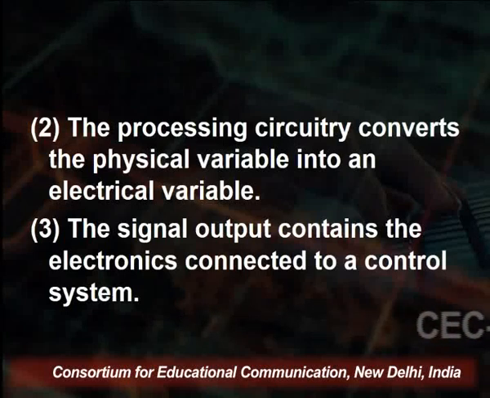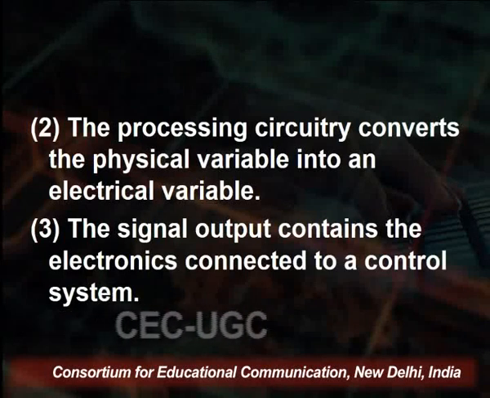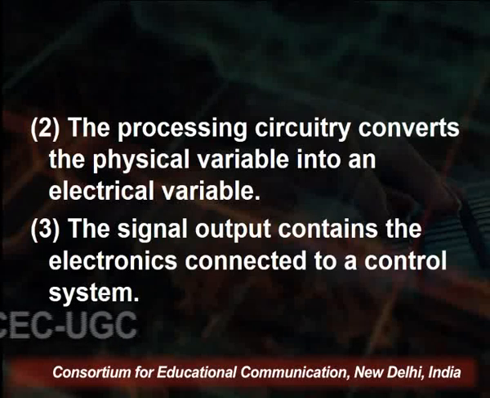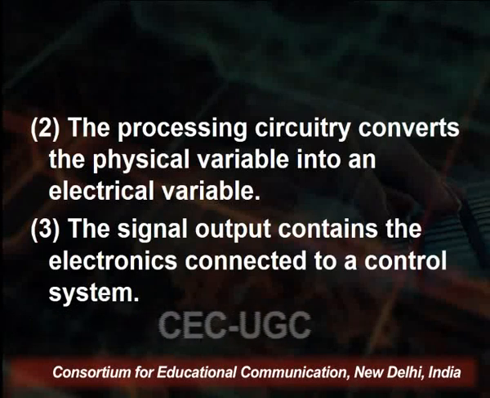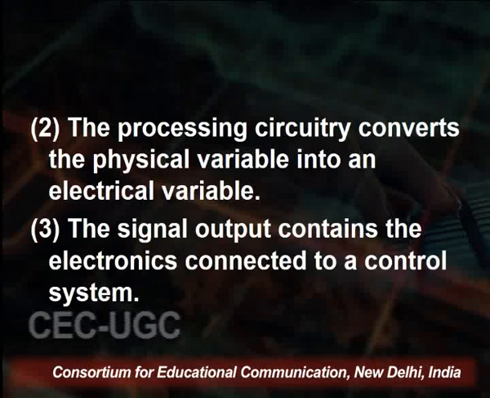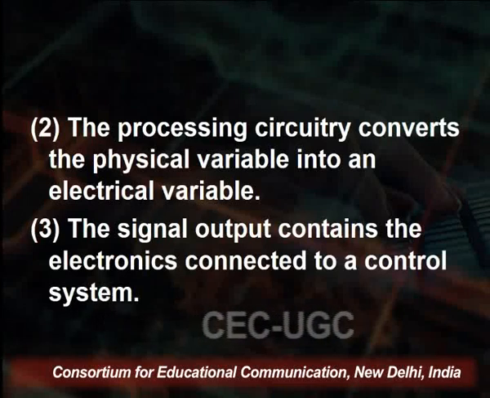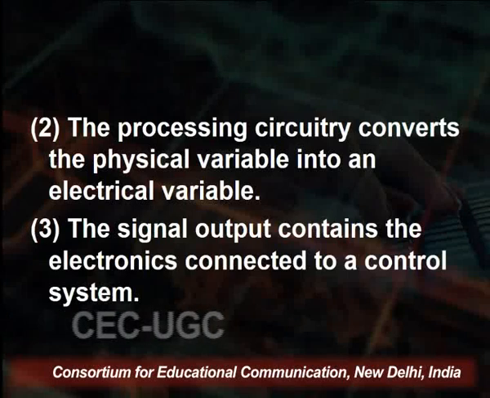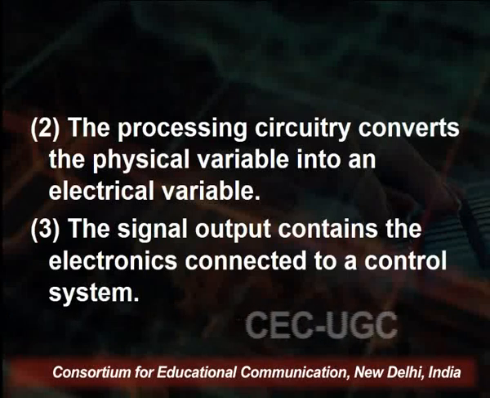The processing circuitry converts the physical variable into an electrical variable. This means we give the input in the form of physical parameters and we get the output in the form of electrical parameters. The signal output contains the electronics connected to the control system. We give the input in physical form, then we have a sensing system, then we get the output in the control system. So, these three components are used in the sensing system.